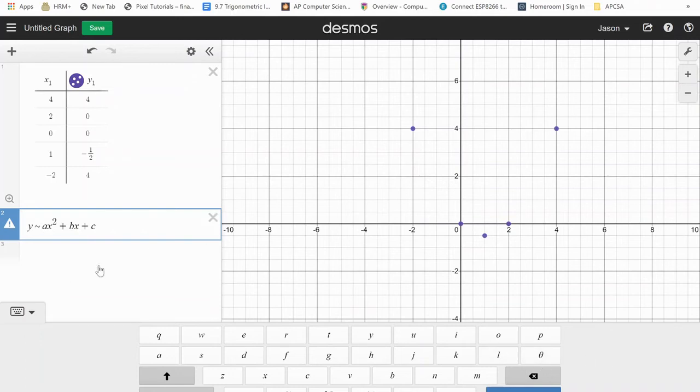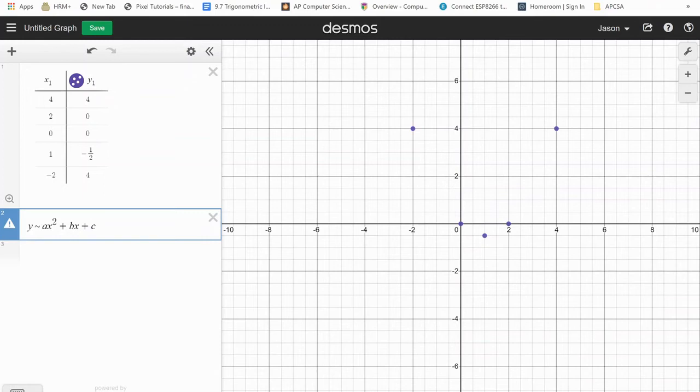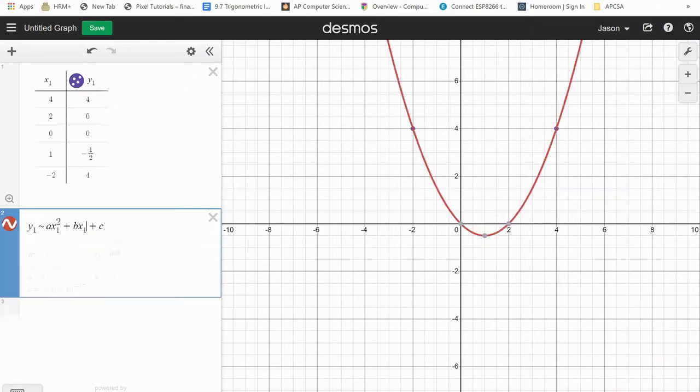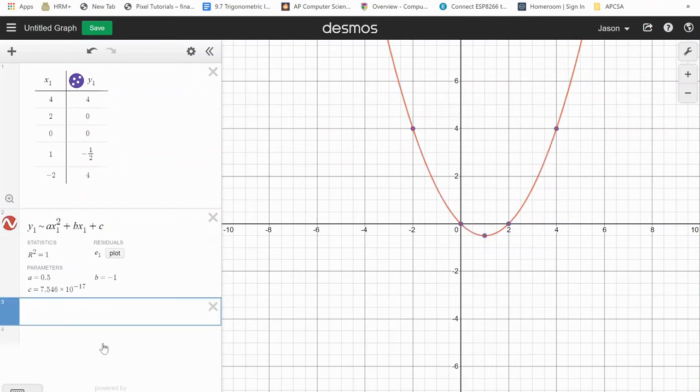Okay, so you notice still nothing's shown up. That's because this is x1 and y1. So I'm just going to go here and say y1, x1, x1. And there it is. There's my parabola. You see that it connects all of the dots perfectly. So in order for me to write the equation, I've got ax squared, bx, and c. Well, it's telling me what a, b, and c are. So I'm going to type this in.